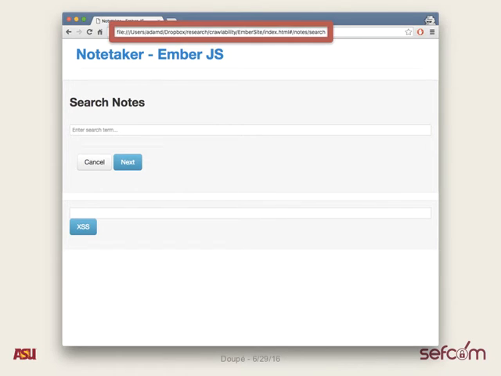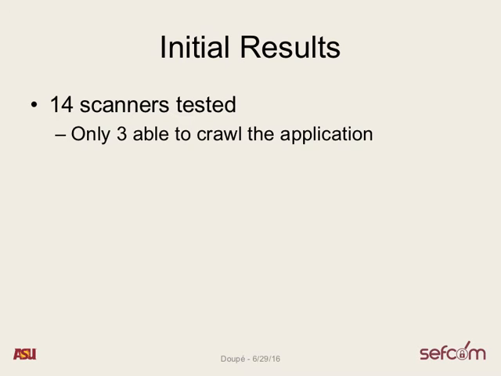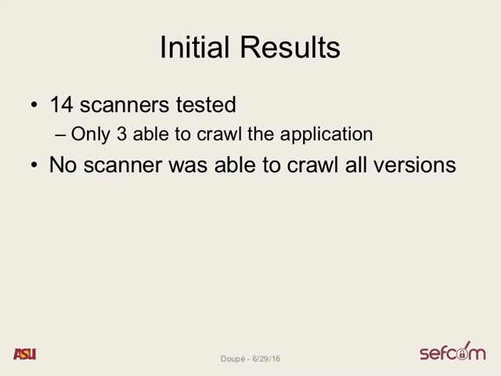So then we have a search feature, and this is still work that's ongoing. We haven't published this. I thought I'd share this because it's kind of fun. Our initial results: we used 14 scanners, and because we haven't published it, I won't tell you which ones. Only 3 were able to crawl the application at all, which is kind of depressing. Or exciting if you're a researcher. It depends on your perspective. And no scanner was able to crawl all of the versions and all of the websites.